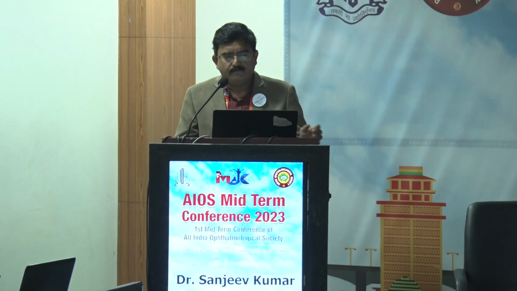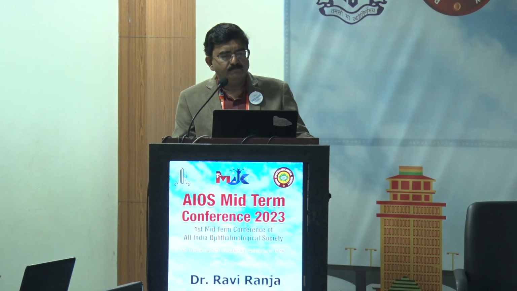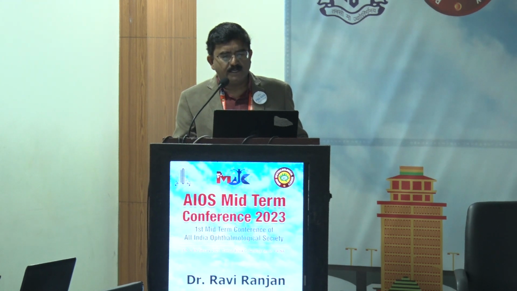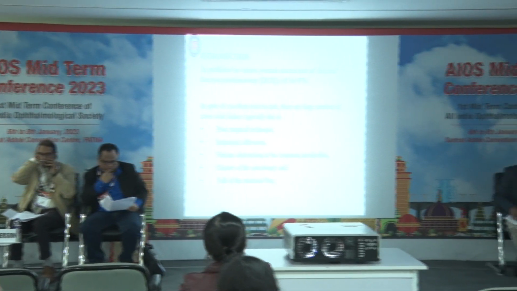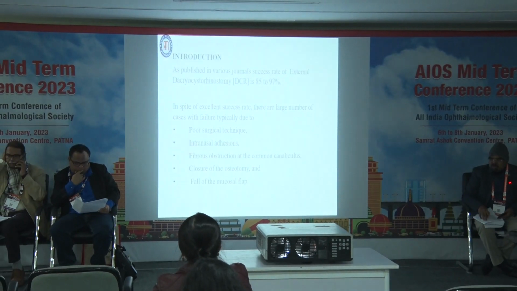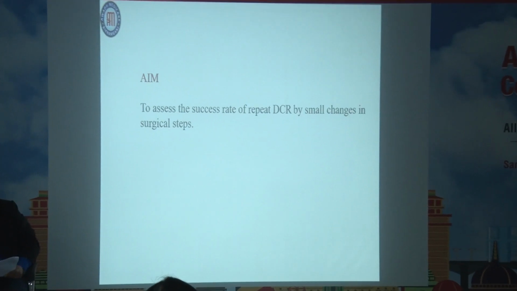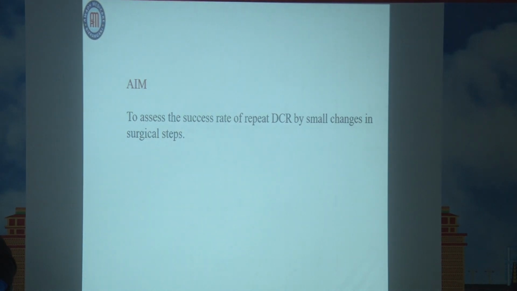Very good afternoon, everyone. My topic for today is bumpy roads to failed DCR made smooth. No financial relationship to declare. As published in various journals, the success rate of external DCR is 85 to 97%. In spite of this excellent success rate, there are a large number of cases with failure, typically due to these causes.